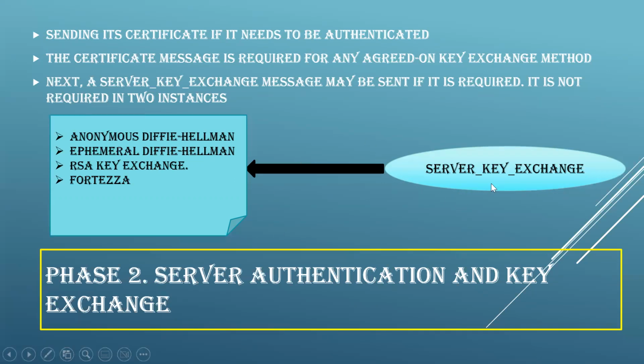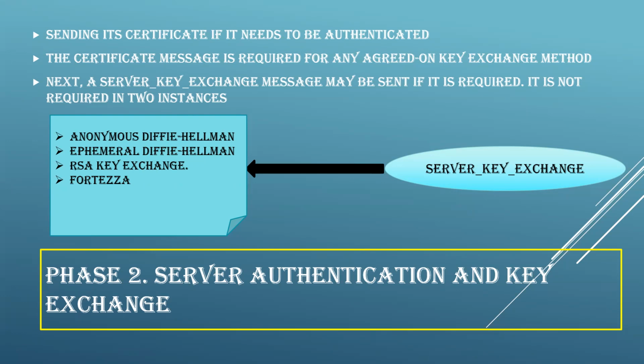Next, the server key exchange message will be sent. It is not required for every instance, but this message needs to be sent to assure that the server authentication is done. When the server key exchange message has to be sent, there are two instances: the server has to send a certificate with fixed Diffie-Hellman parameters, or RSA key exchange has to be used.